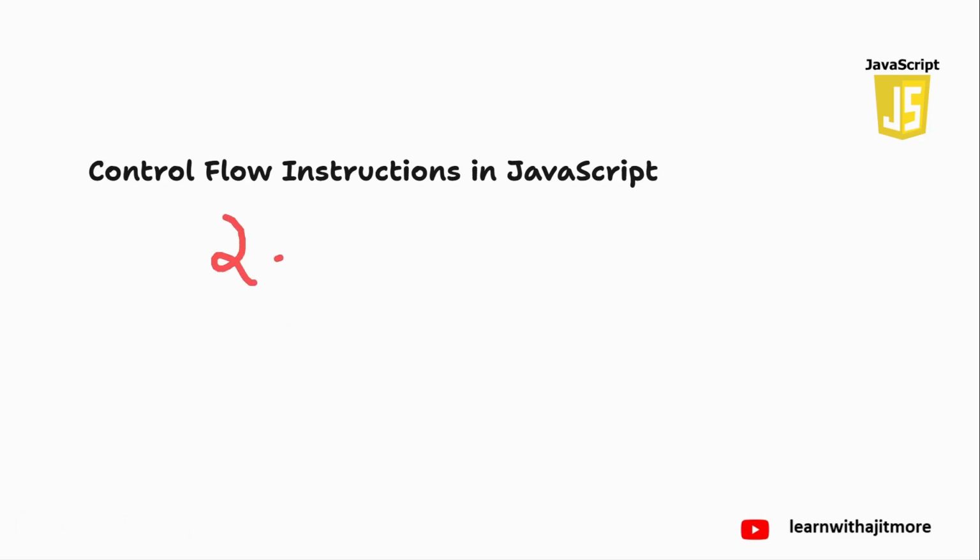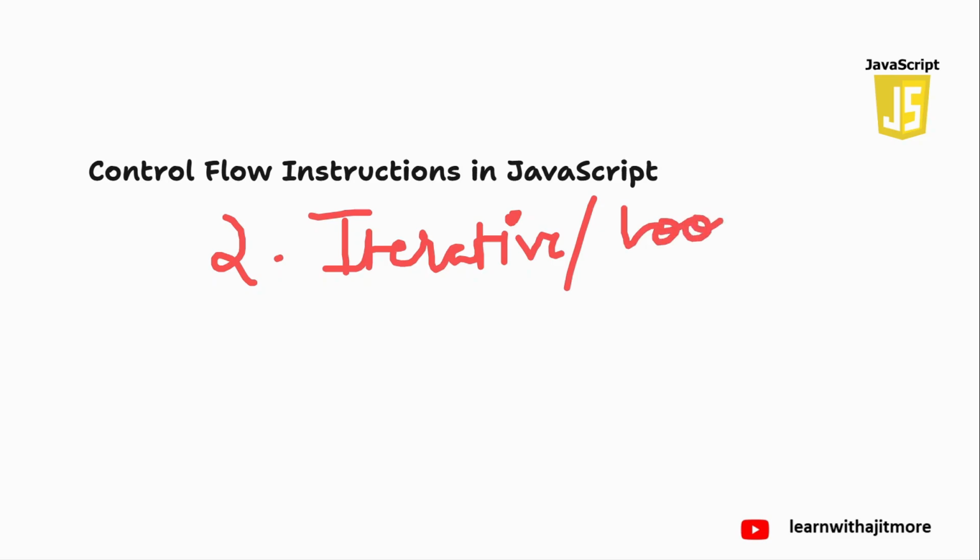Then second, iterative instructions, you can call it repetitive, or in simple terms, loops. The very easy word is loop, where we are performing the same task repeatedly for some number of times or till the condition becomes false. Other way, till the condition is true, keep repeating. The moment the condition is false, stop.